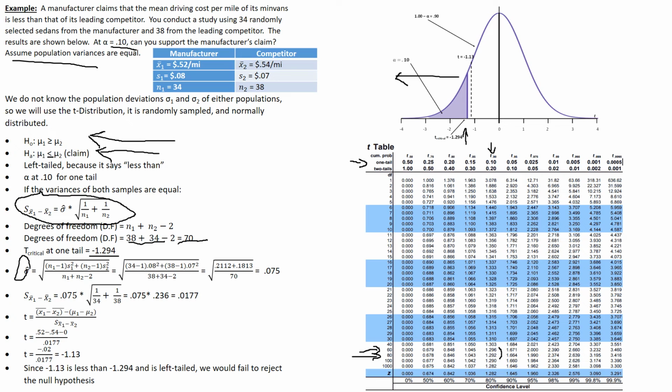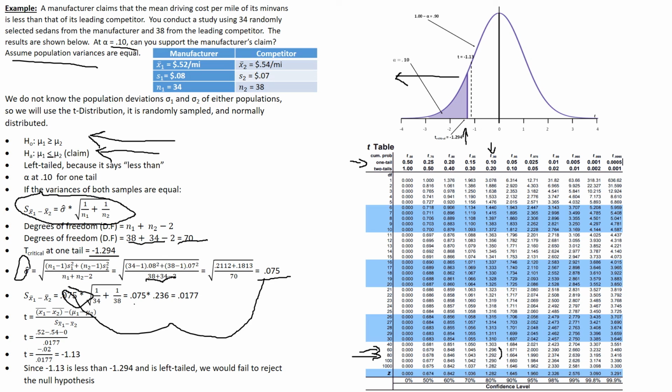Number of samples minus 1 for the first one, which is 34 minus 1 is 33, times the sample deviation squared. The first one's 8 cents, 0.08 squared. 33 times 0.08 squared is 0.2112. Second one's 38 samples, minus 1 is 37, times 0.07 squared is 0.1813. Number of samples, 38 plus 34, 72 minus 2 is 70. 0.2112 plus 0.1813 divided by 70, and the square root of all that is 0.075.